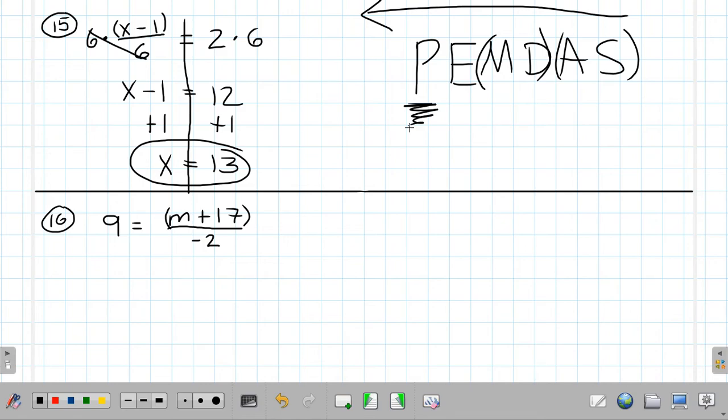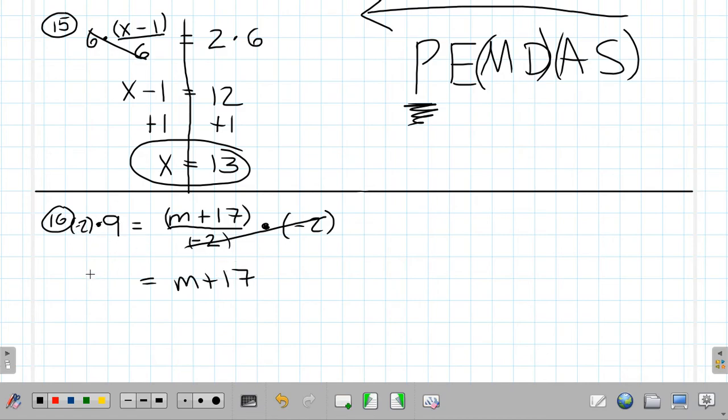Okay, so if we look at number 16, 9 is equal to m plus 17 in the parentheses or on the top here. And all of that, m plus 17, is being divided by negative 2. It's not just m being divided by negative 2. It's not just 17 being divided by negative 2. It's the whole thing, m plus 17. So that means my first step here needs to be multiply times negative 2. Okay, and the whole point here is the negative 2's will go away. So we have m plus 17.